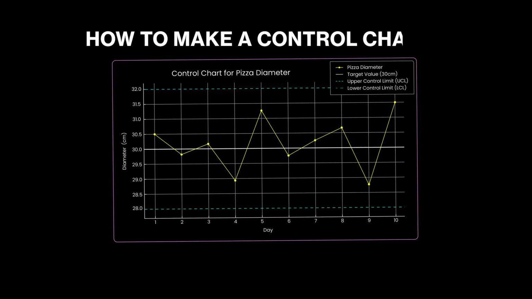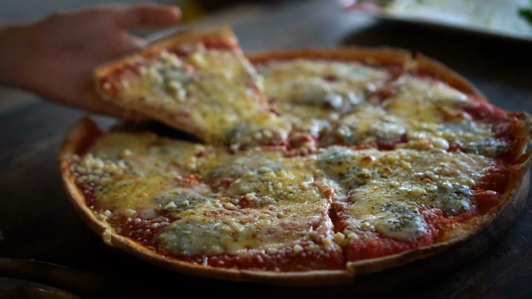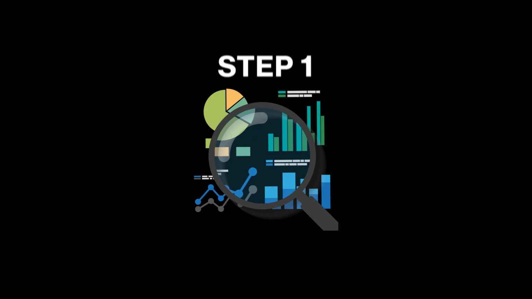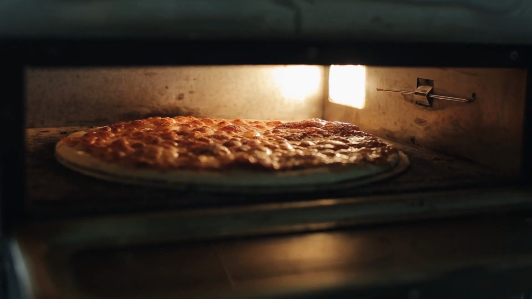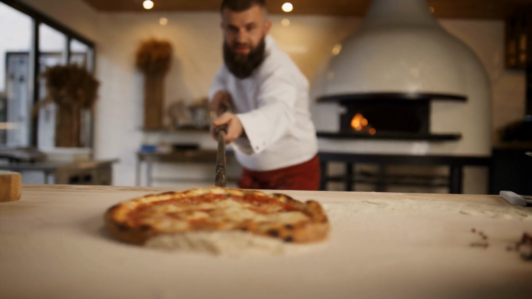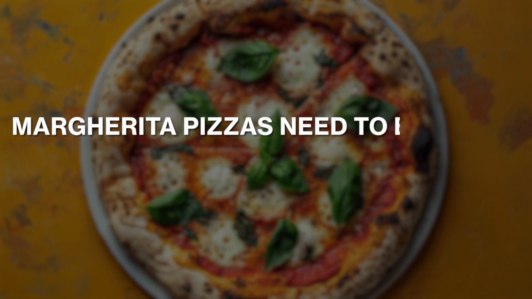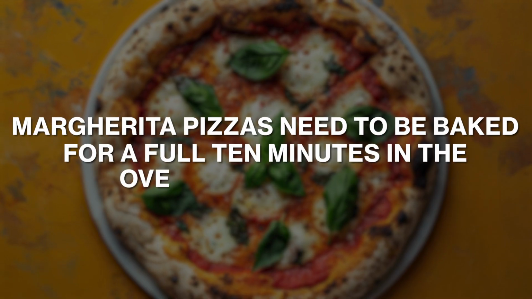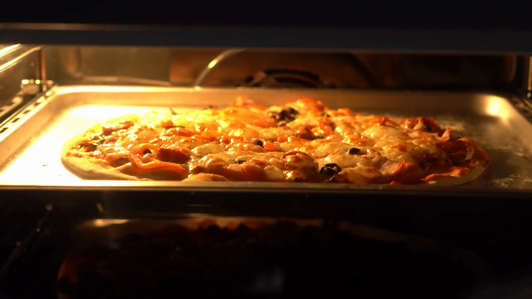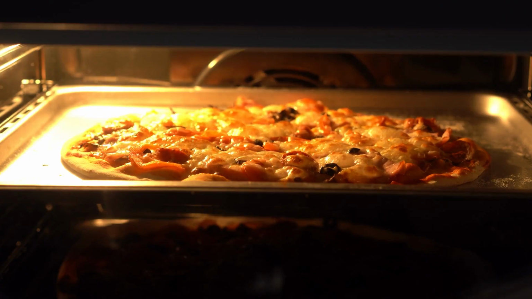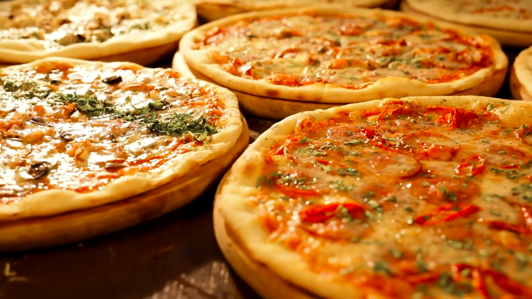How to make a control chart. Here are the basic steps. Don't worry, I'll go through them all using our zero defect pizzeria example. Step 1, collect the data from the process. Say the manager wants to track pizza baking time so he can serve them all of the best quality. The manager knows that their margarita pizzas need to be baked for a full 10 minutes in the oven for perfection. Any less and it's undercooked, any more and it's burnt. And so he'll want to see if the baking times fall within that limit. He'll time 5 random pizzas every day for the next few days during lunch rush.